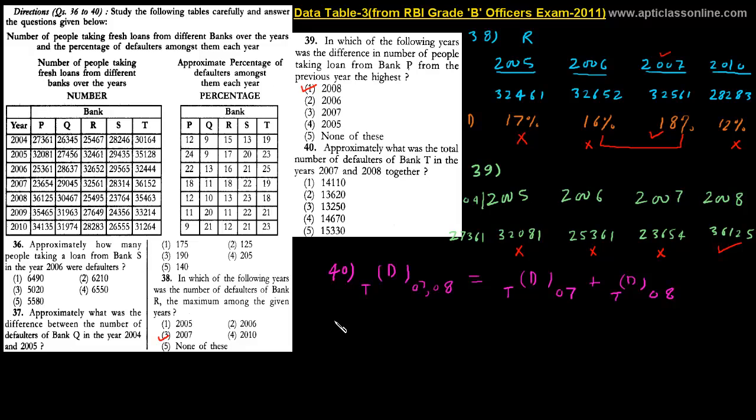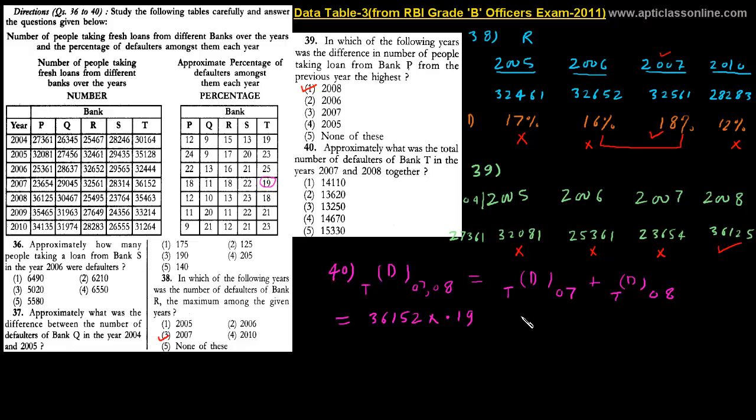And we know how to calculate the defaulters. Defaulters in the year 2007 for T: the total number of people taking a loan is 36152 here, multiplied by the percentage of defaulters, that is, for 2007 in this row, 19%. So for 19%, 0.19.